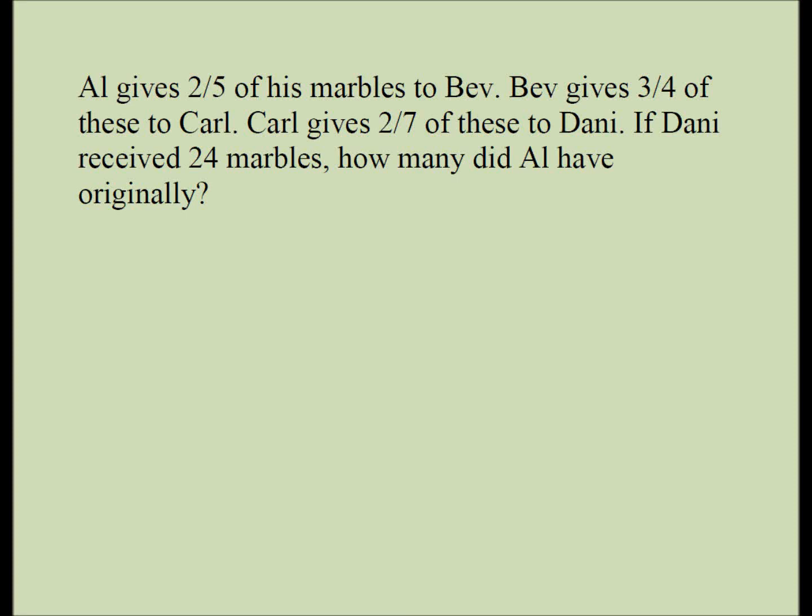Al gives 2/5 of his marbles to Bev. Bev gives 3/4 of these marbles to Carl. Carl gives 2/7 of these to Danny. If Danny received 24 marbles, how many marbles did Al have originally?